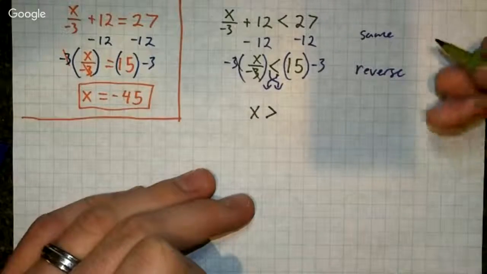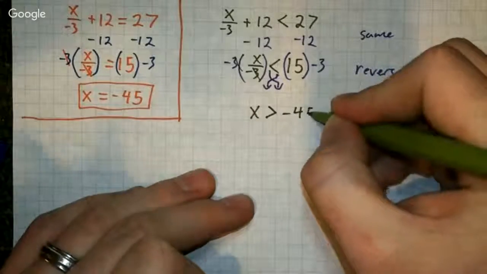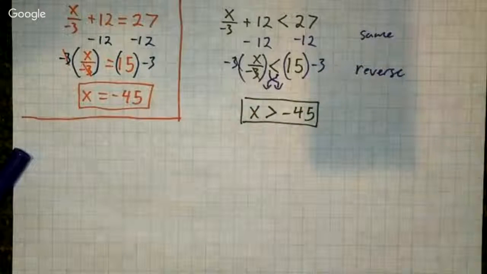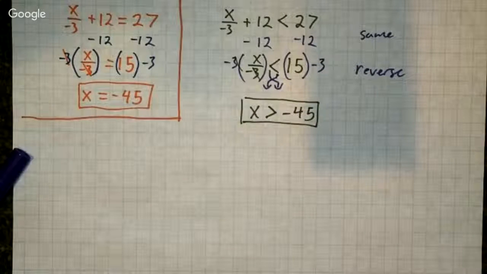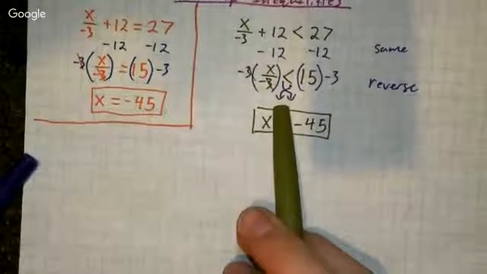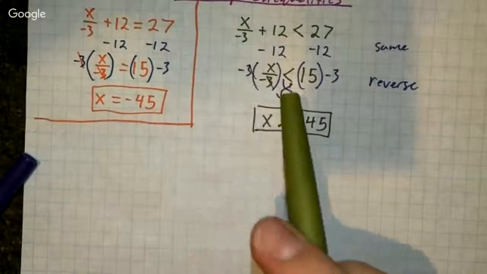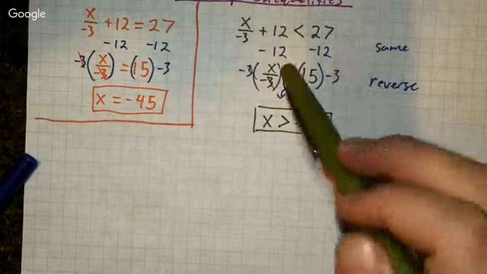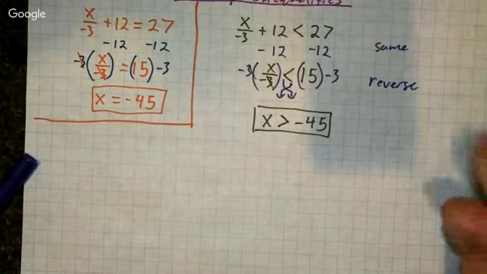15 times negative 3 is negative 45. So x is greater than negative 45. And that's it. That's the only difference between what we did last week and what we're doing this week. Remember that if we multiply or divide by a negative number, the sign swaps. The sign reverses.